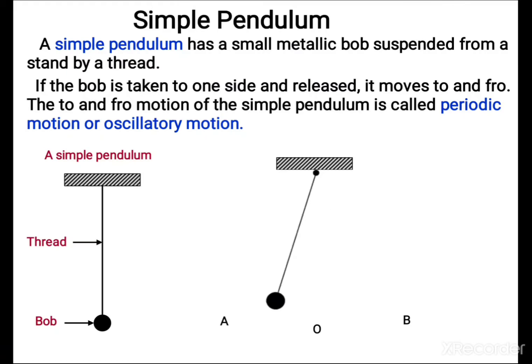Simple pendulum. A simple pendulum has a small metallic bob suspended from a stand by a thread. If the bob is taken to one side and released, it moves to and fro. The to and fro motion of the simple pendulum is called periodic motion or oscillatory motion.